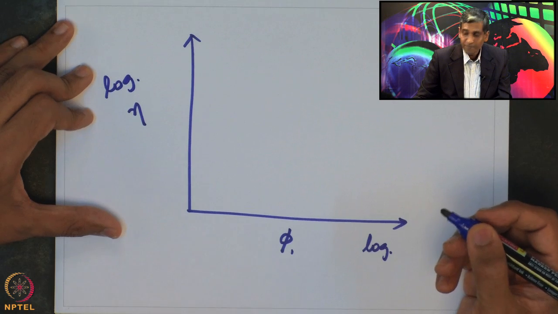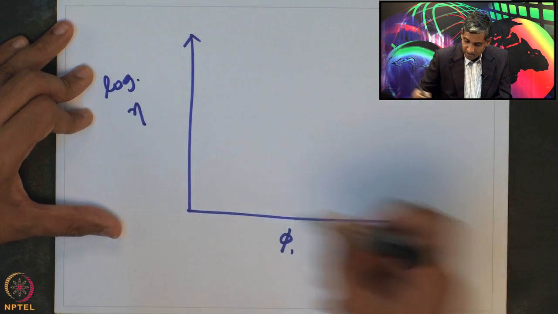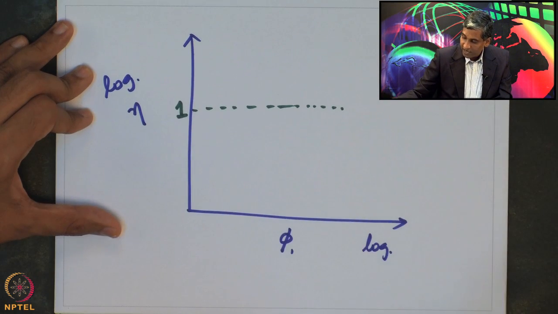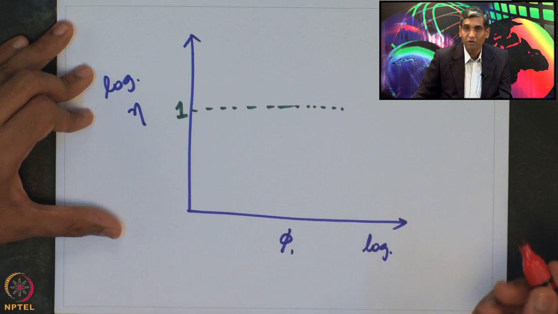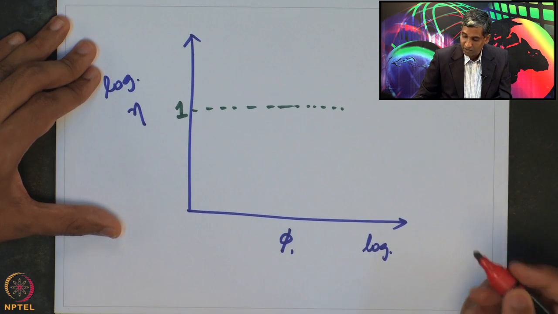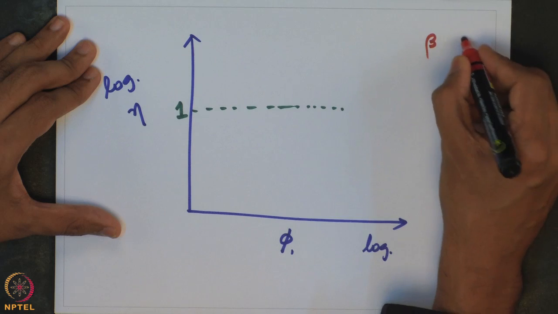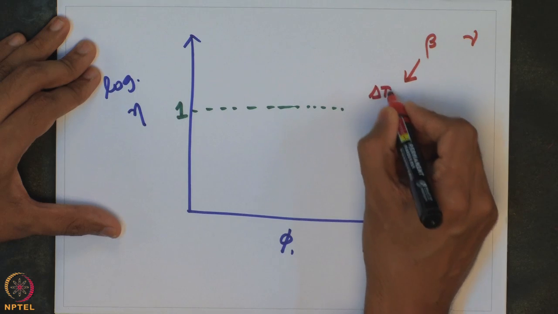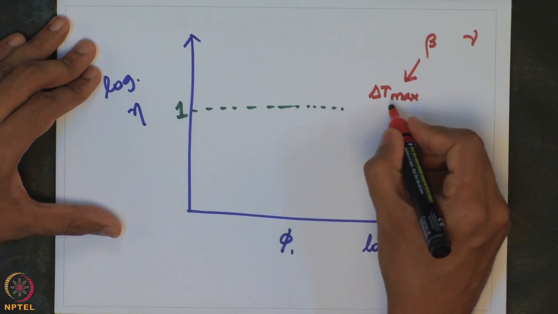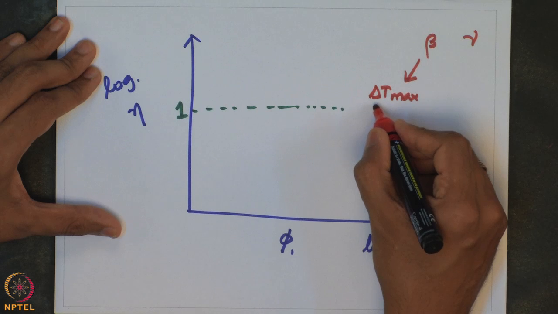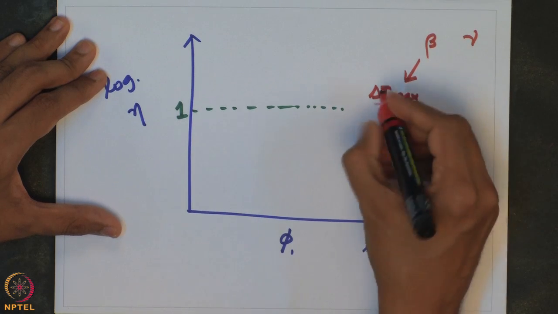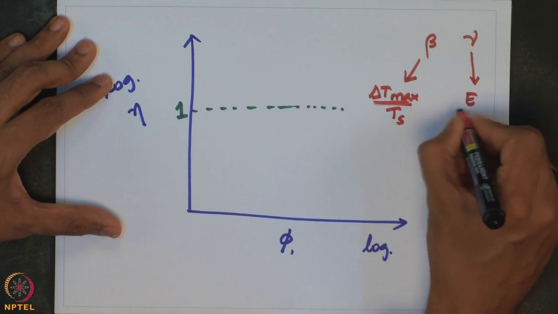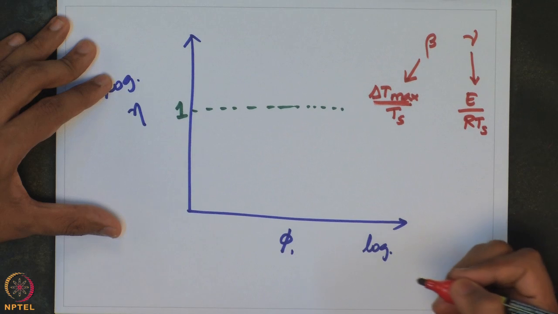We sketch it in the log scale, then we will see that, let us say, eta equal to 1 is essentially here. It turns out that the effectiveness Thiele modulus relationship for this kind of system is a strong function of two important parameters called beta and gamma, where beta is essentially given by delta T max, which is the maximum temperature difference between the temperature inside the pellet and the surface temperature, divided by the surface temperature itself, and gamma is the dimensionless activation energy evaluated at the surface temperature.